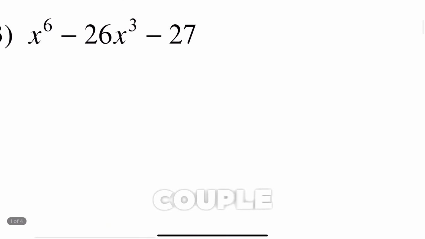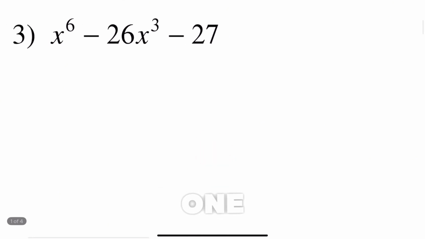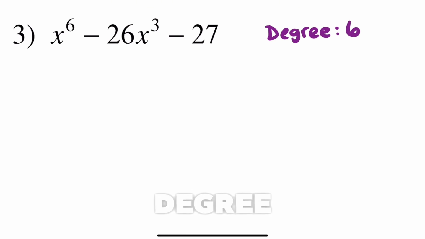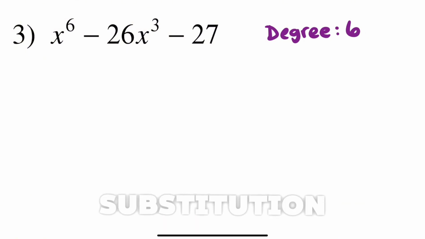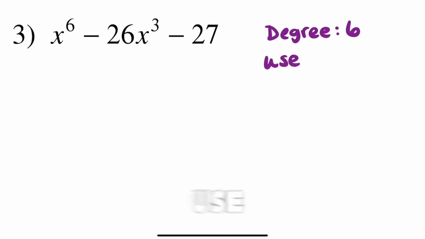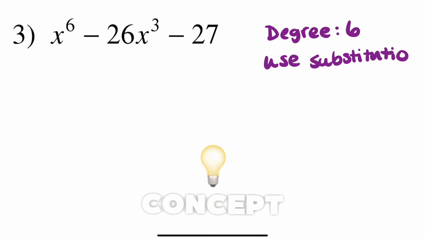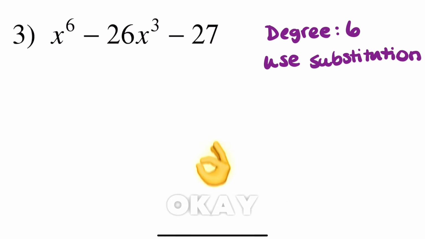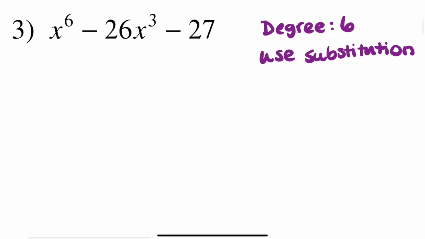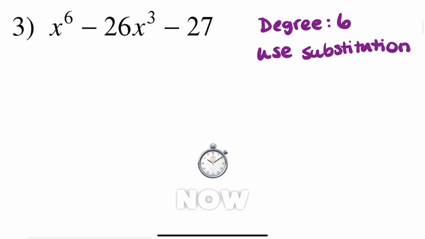Number 3, a couple of things that I notice here is 1, the degree is 6. So that's a higher degree polynomial. Higher degree polynomial means we should probably use substitution. Now this is a new concept. Okay, this is a new concept. You haven't learned substitution yet. So I'm going to introduce it now.